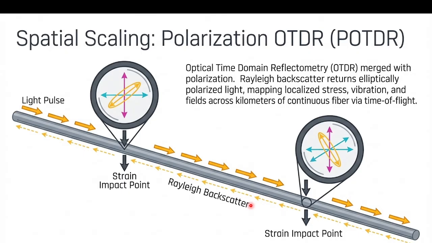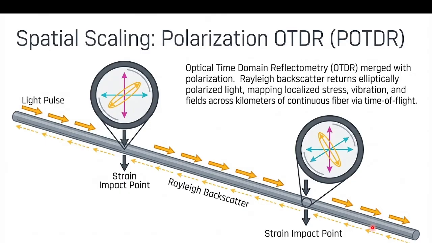Now the spatial scaling: how does the polarization OTDR work? Optical time domain reflectometry merges with polarization. The Rayleigh backscatter returns elliptically polarized light, mapping localized stress, vibration and field across kilometers of continuous fiber via time of flight. And this is the graphical representation for that. The pulse light is coming through the fiber, and this way it's propagating.